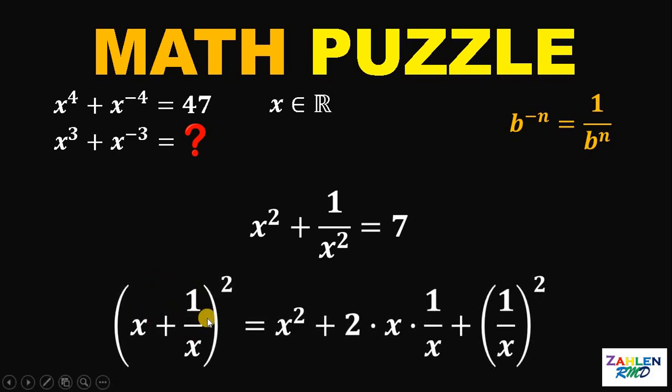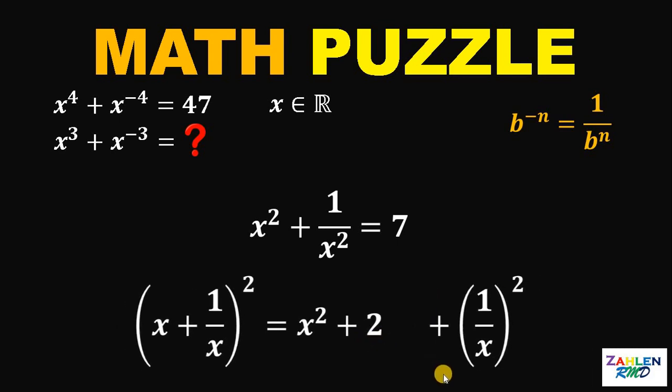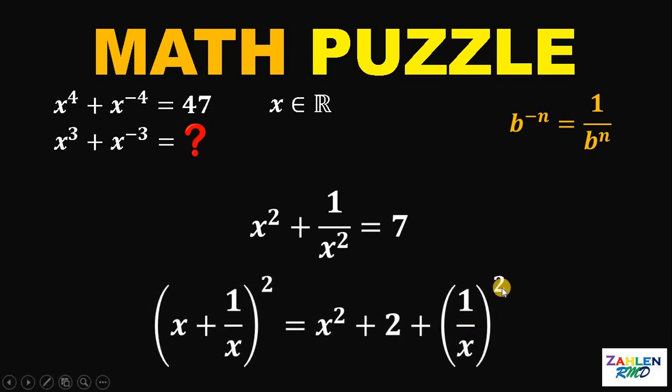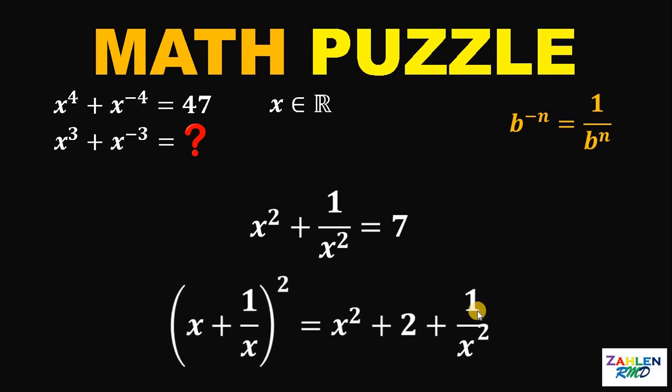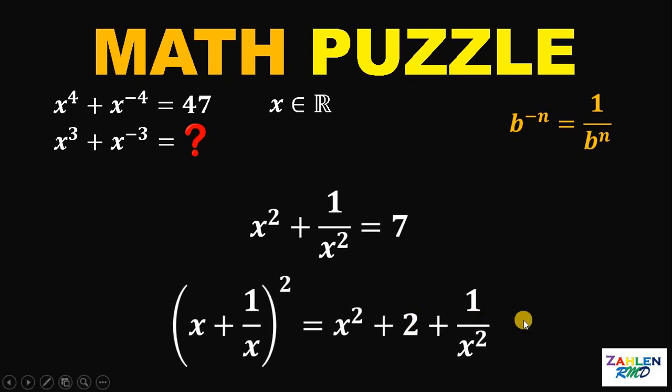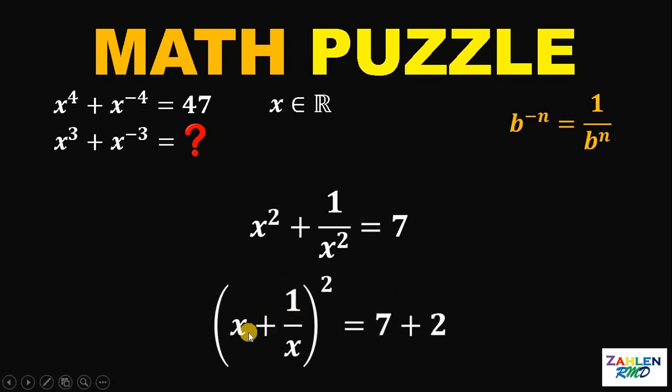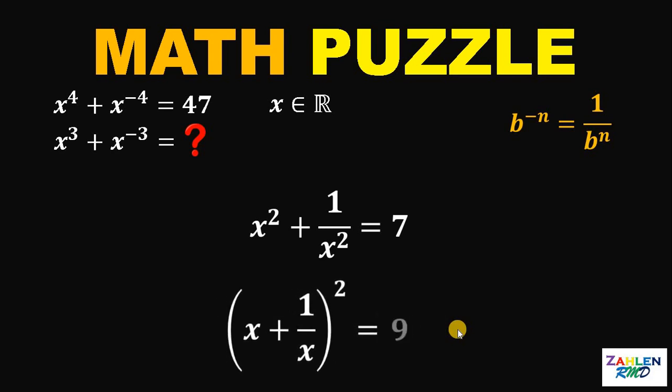So we have x plus 1 over x quantity squared equals x squared plus 2 times x times 1 over x plus 1 over x quantity squared. Now, 2 times x times 1 over x is just 2, and 1 over x quantity squared is just 1 over x squared. Now, let's rearrange some terms on the right-hand side. And now, we know the value of x squared plus 1 over x squared. This is just 7. So, x plus 1 over x quantity squared is just 7 plus 2, or just 9.